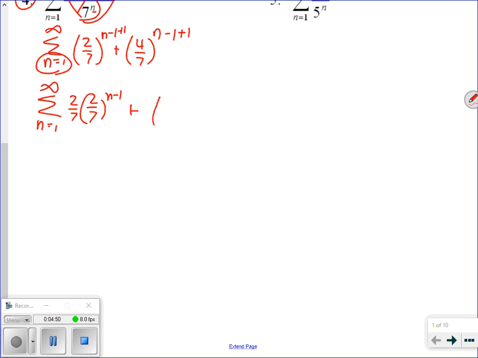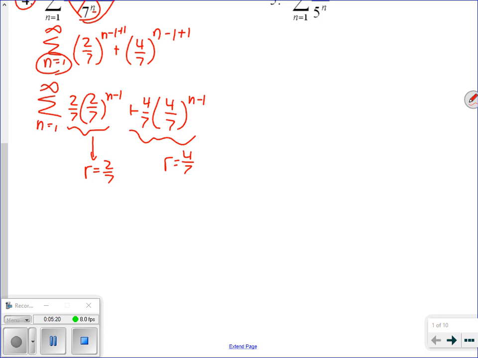Plus, same thing again, it's going to be 4 over 7 to the n minus 1 power times 4 over 7 to the first, which is just 4 over 7. So there it's in the correct form. So we have a summation of two separate geometric series, this one and this one, both of which the R value is equal to 2/7 and the R value is equal to 4/7.